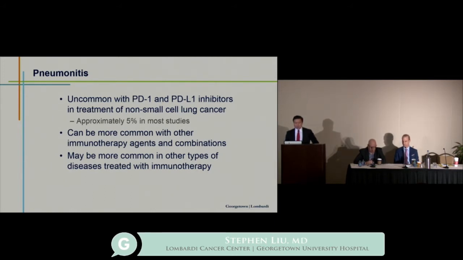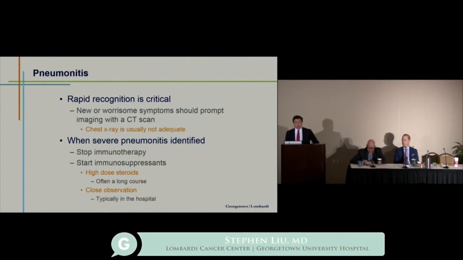It may also be more common in other diseases. We talked a little earlier about melanoma and lung cancer, both immunoresponsive tumors, but we see that the side effect profile with the different drugs and in the different cancers can be a little different. The key to pneumonitis, and really this will be a recurring theme, is that rapid recognition is really critical. If someone has new or worrisome symptoms that really should prompt imaging with a CT scan, a chest x-ray is generally not adequate in this setting.